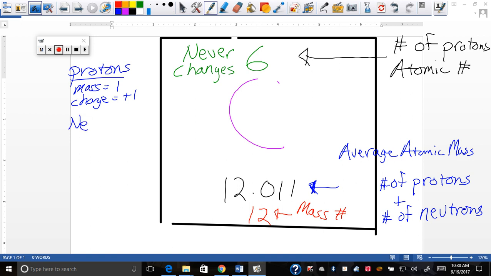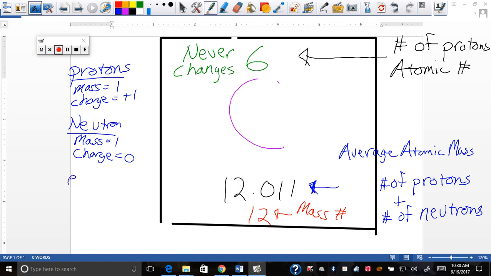A neutron also has a mass of 1, but it has a charge of what? 0. So if you're neutral on something, you don't have a position. Neutral neutrons, nothing. 0.